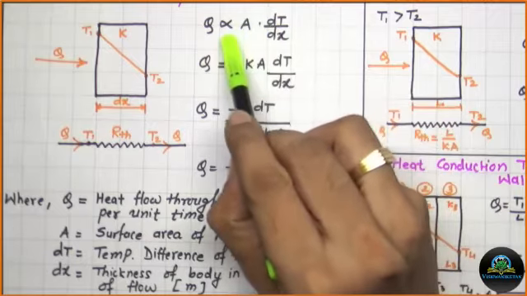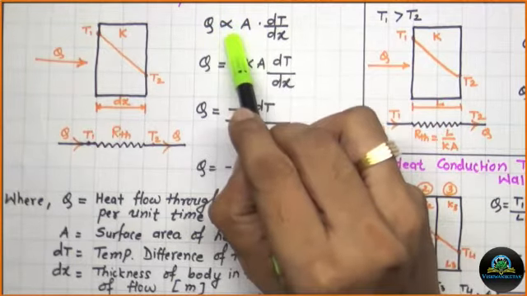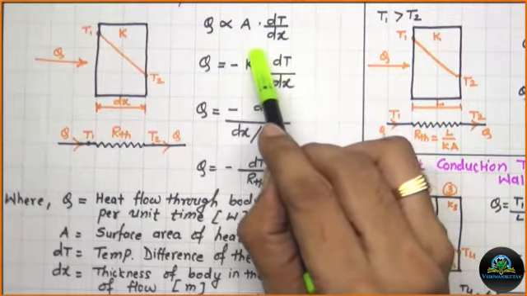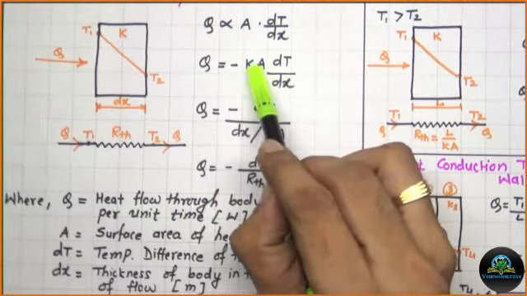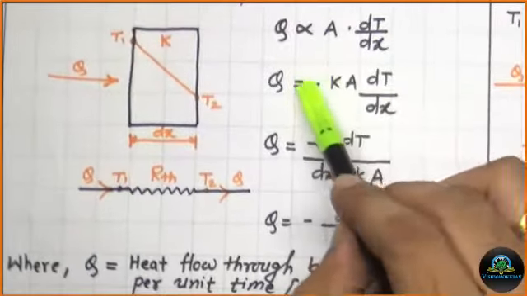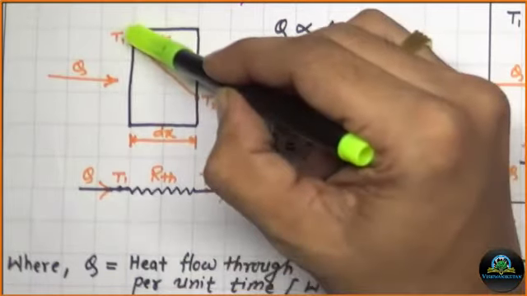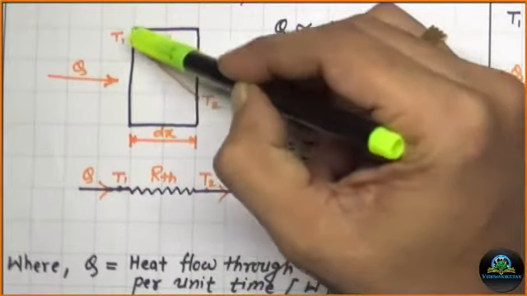Now, when you remove this proportionality sign, there is always a constant. This constant is denoted by K. K is the thermal conductivity of the body. The unit of the thermal conductivity is watt per meter Kelvin or degree Celsius. And this negative sign indicates the temperature is dropped linearly.